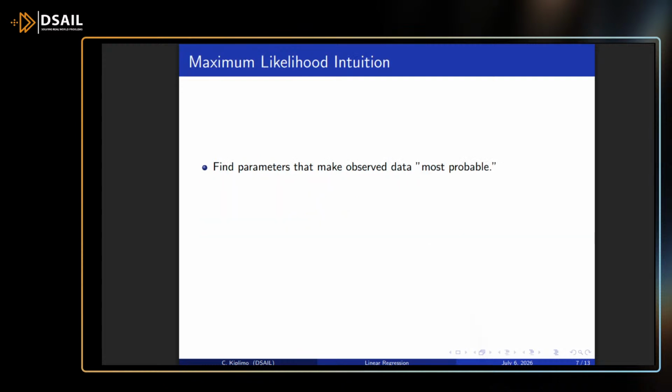Okay. So what I want to discuss now is something called maximum likelihood intuition. Just to understand, when you draw a curve for your prediction, what exactly does it mean? All right.